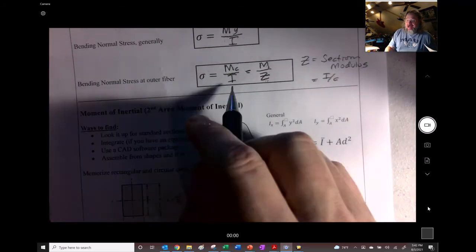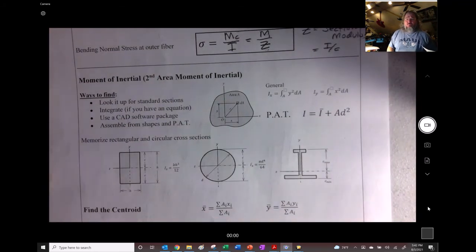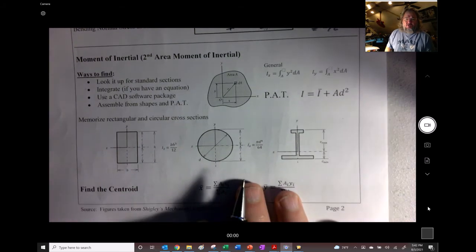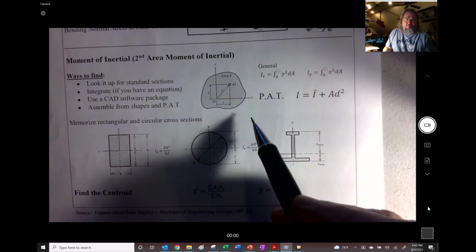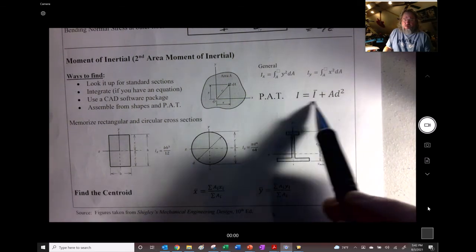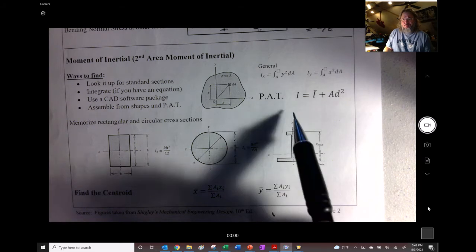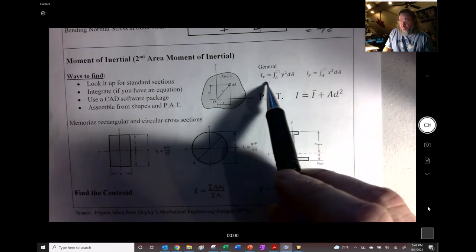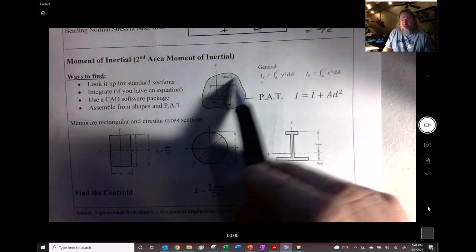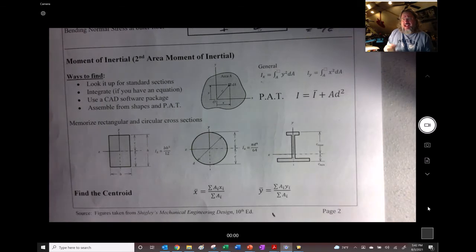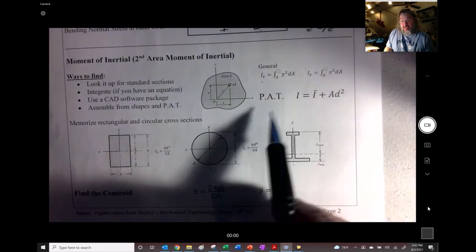Now, let me think about what I is. We had that in statics, right? You found the centroid of things and parts, and about that centroid we would use the idea of the area moment of inertia, often called the second area moment of inertia, to be able to find the properties of that cross section, and its resistance to bending. That's what that I is.